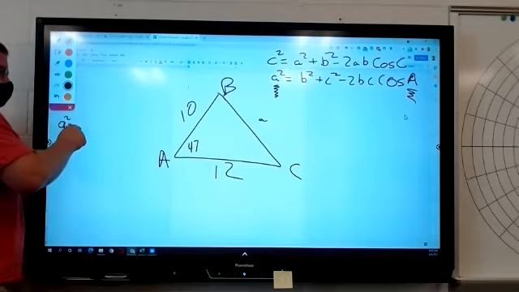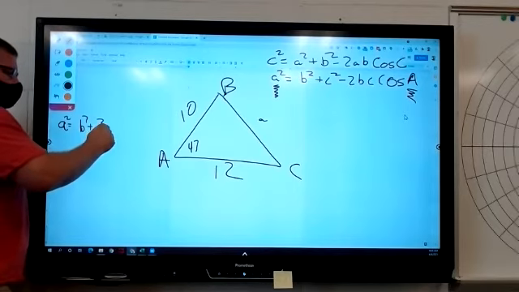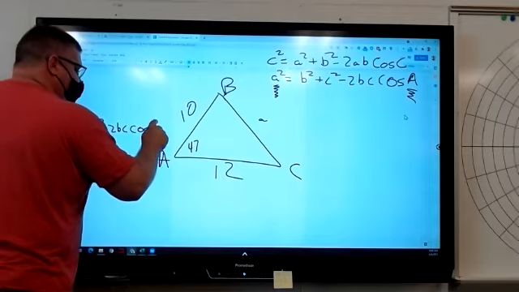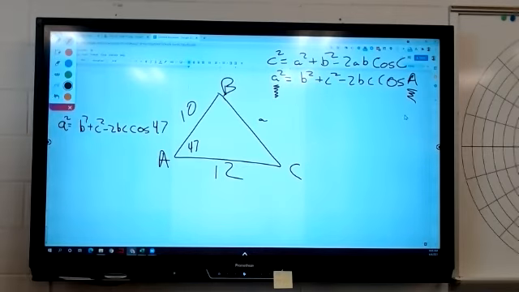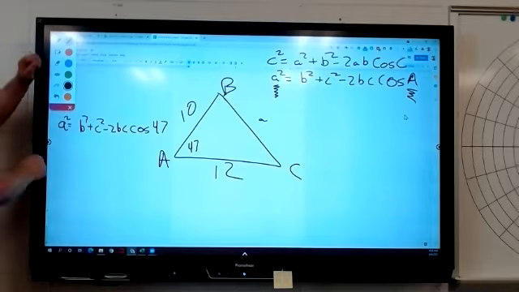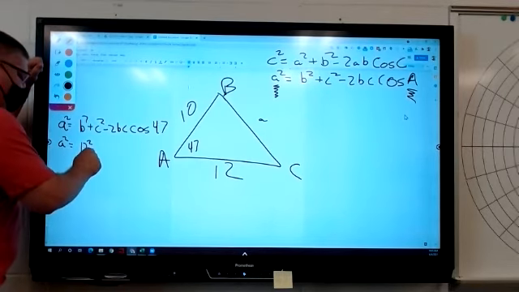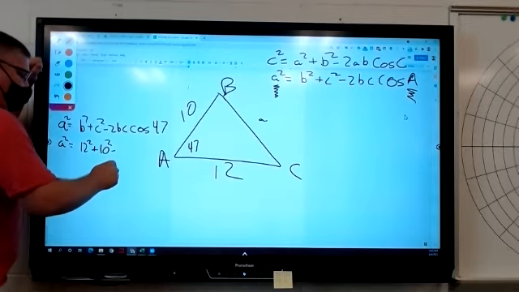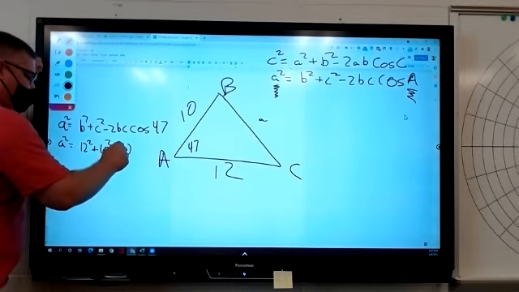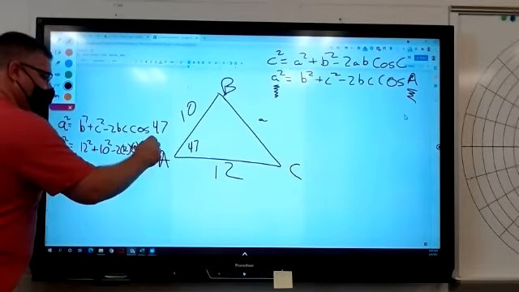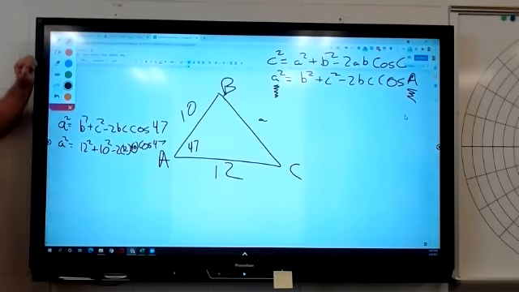Equals B squared plus C squared minus 2BC cosine of 47. Do we agree? Do I have those in the right spots? What goes in place of B? 12 plus, minus 2. Is everybody okay with that?